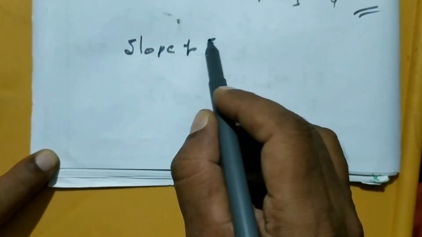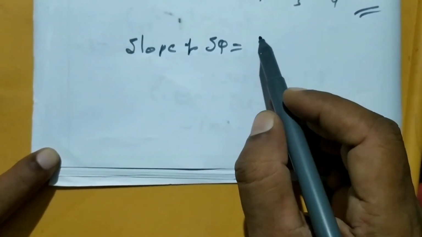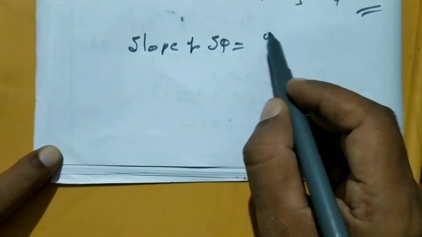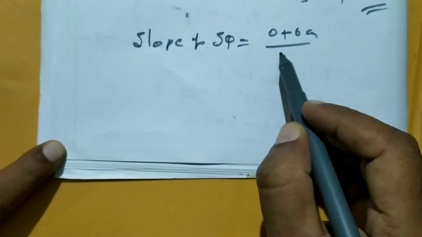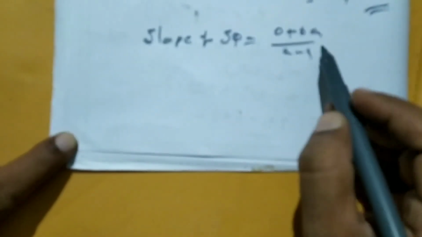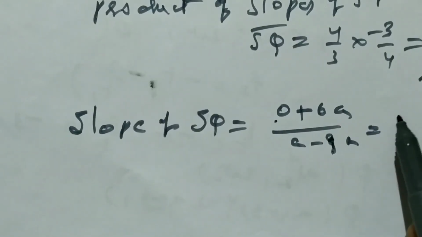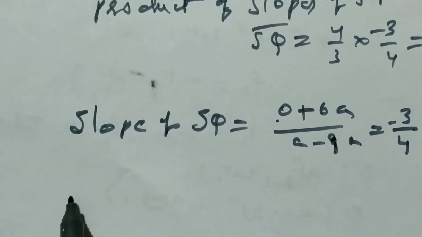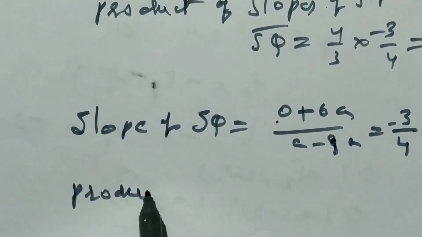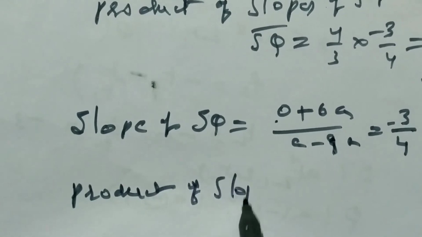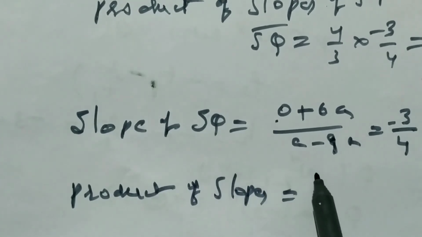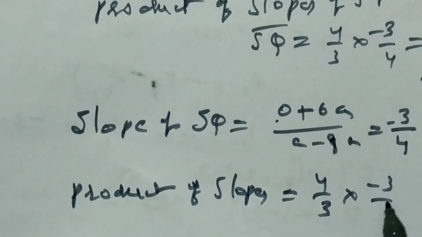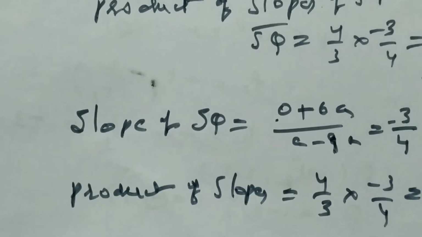Slope of SQ is equal to y2 minus y1 by x2 minus x1, that is 0 plus 6a by a minus 9a. From the given points you can write it. A is cancelled, and it will be minus 3 by 4. So the product of the slopes is 4 by 3 into minus 3 by 4, which is equal to minus 1. This is the final answer.